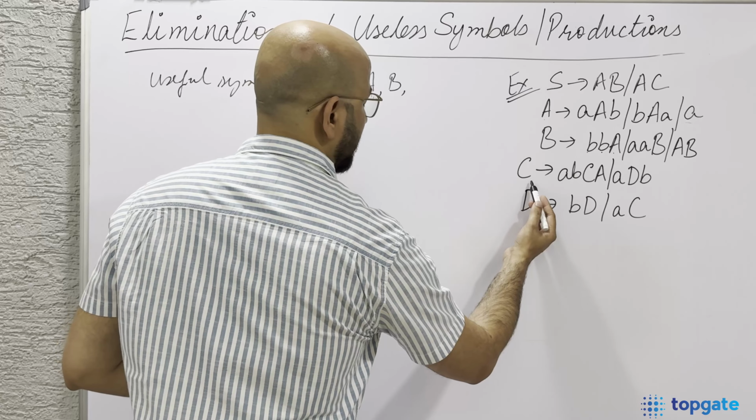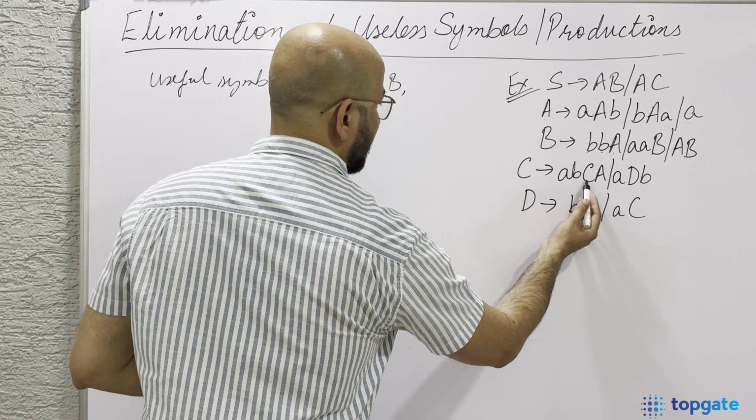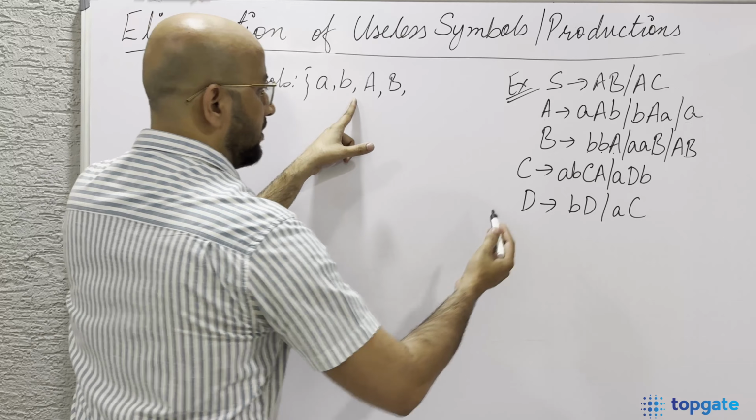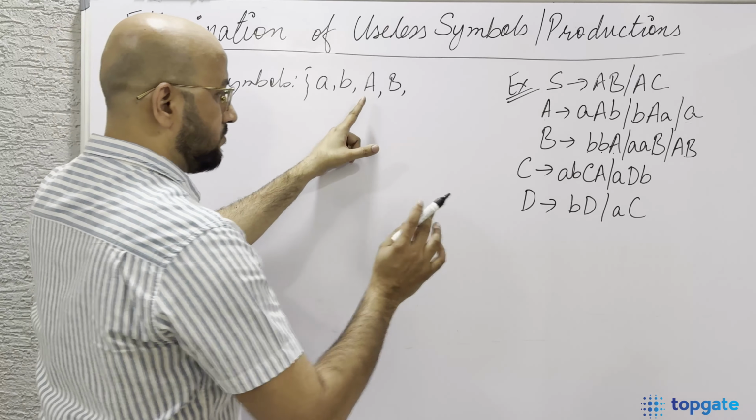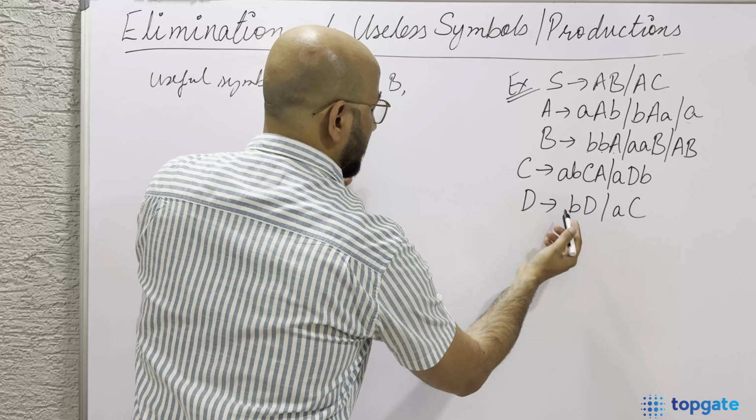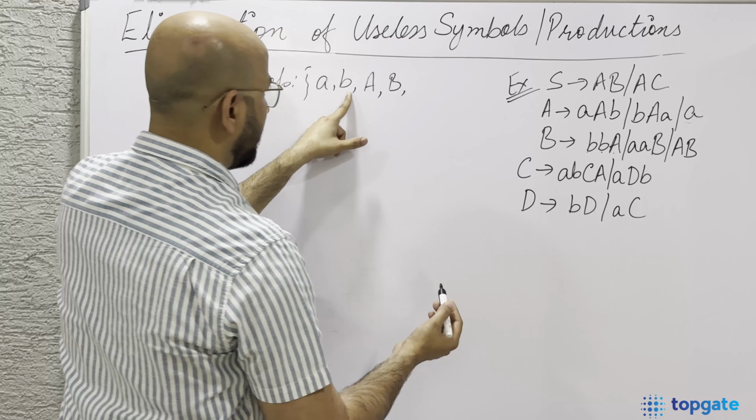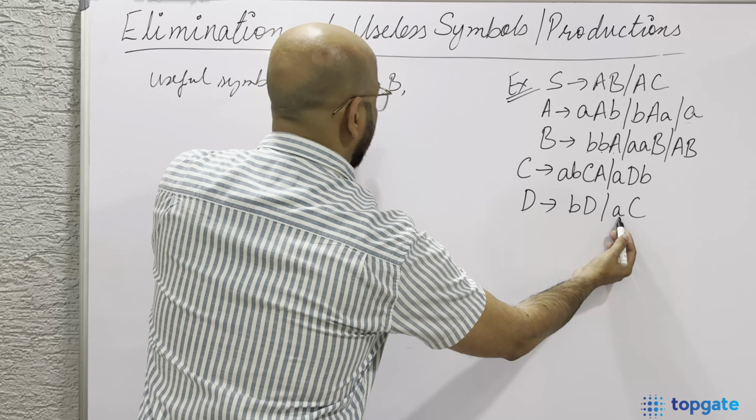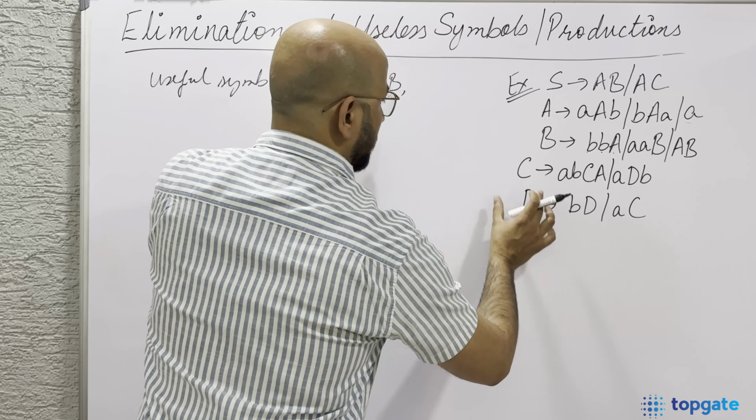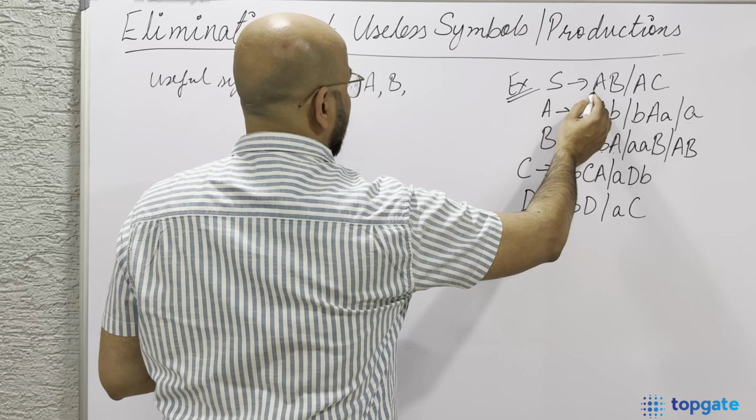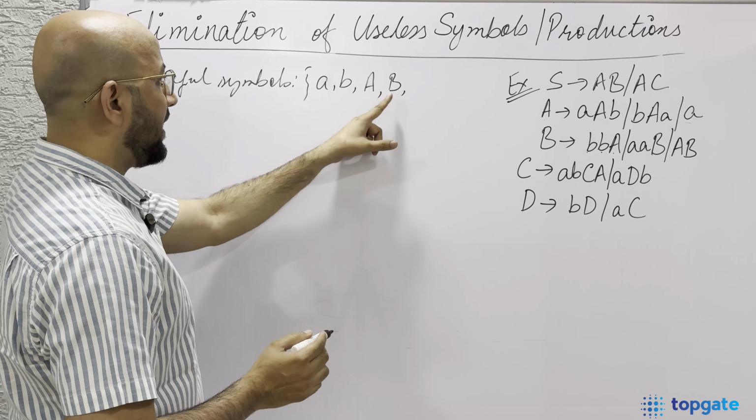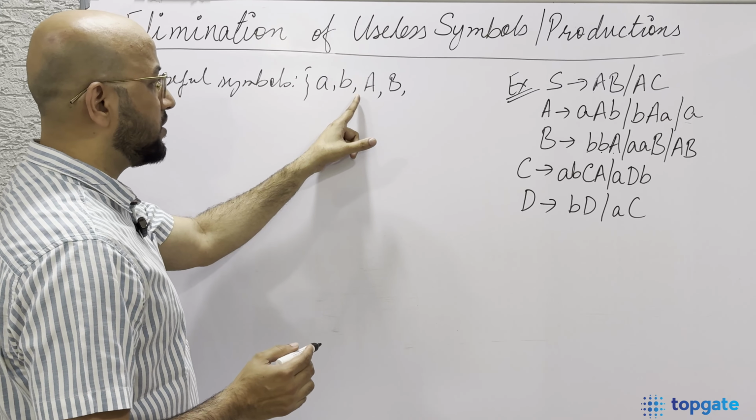So for C, if you can see, we have a, B, C. C is not in this category, and a, D, b, a, B are there, but D is not in the category. So let's move on to the D. So for D, you can see we have b and D. b is there, but D is not here, and a is there, but C is not there. So till now, C and D are useless symbols. Now S, we have A and B. So this A and B all are present in this useful category.